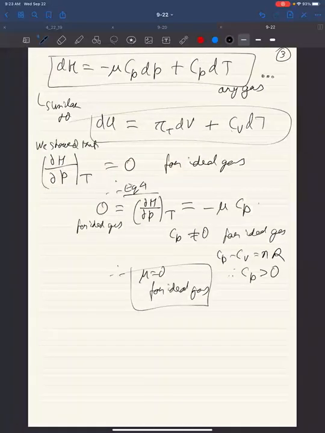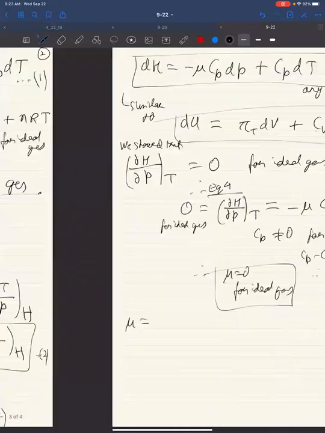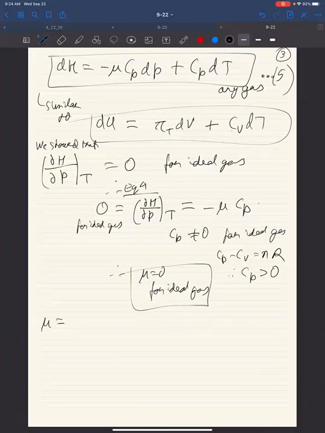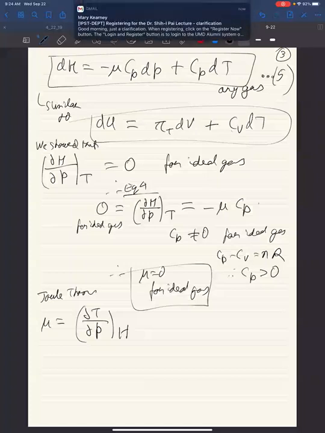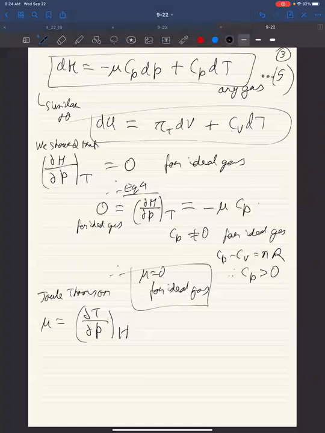So let's call this equation 5. This is how enthalpy varies as a function of pressure and temperature. So this Joule-Thomson coefficient sounds very strange. The Joule-Thomson coefficient, mu, is defined as, what do we define it as? It is partial T by partial P at constant H. This is the definition of the Joule-Thomson coefficient. So it sounds strange.